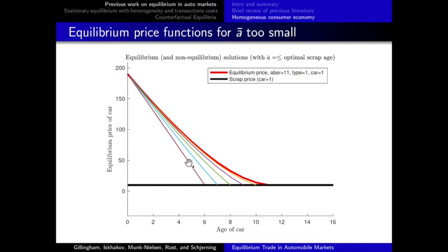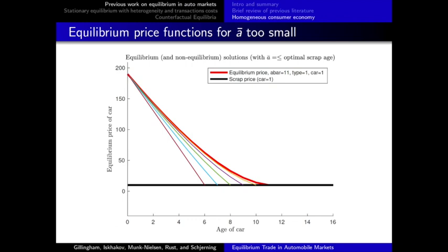Because consumers here are anticipating that next period you have to scrap it. So it has to be less valuable, even though you still derive utility from that good. The price needs to decline to hit the scrap price. So when you solve the linear system, you see they're really trapped in between the new car price of 180 and the scrap price of 10 for all these different price systems. And then as you gradually increase a bar, you will see these price functions come closer and closer to the scrap value, or to the equilibrium price.